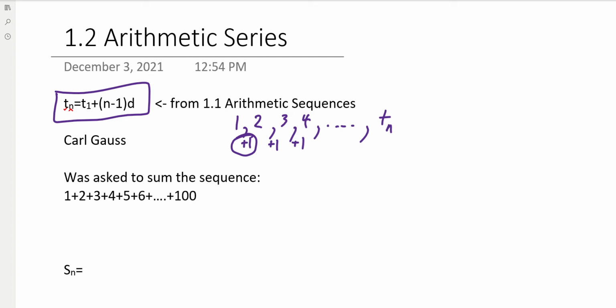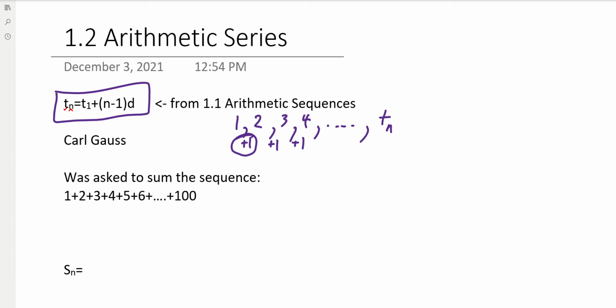Carl Gauss was asked by his teacher to sum the sequence 1 plus 2 plus 3 plus 4 plus 5 all the way to 100. And he thought, hey, I don't want to do that. That's going to take a lot of time and a lot of work.